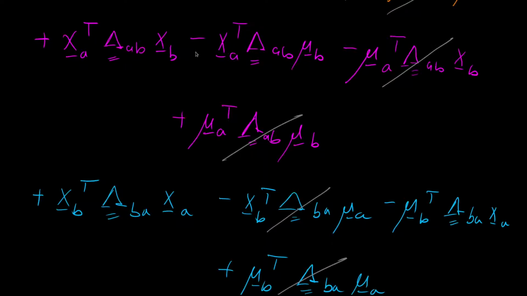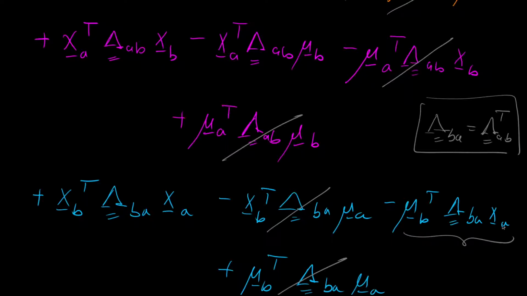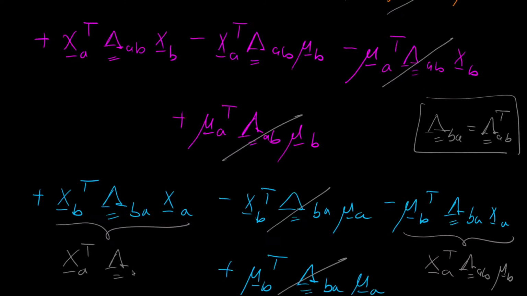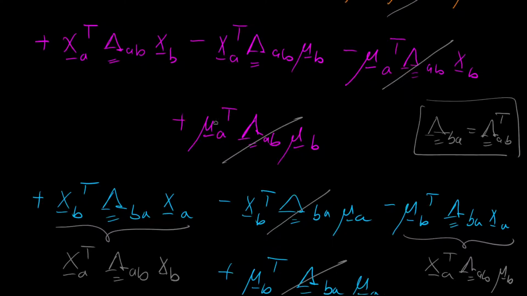But we can simplify these terms further because we have a quadratic form, and we know that lambda_ba is the same as lambda_ab transpose. So we have the following idea that lambda_ba is lambda_ab transpose. And with this, we can equally write this as an x_a transpose times lambda_ab times mu_b. And this is identical to this, so we can add these two up. And the same obviously is here, that we can also make this an x_a transpose times lambda_ab times an x_b.